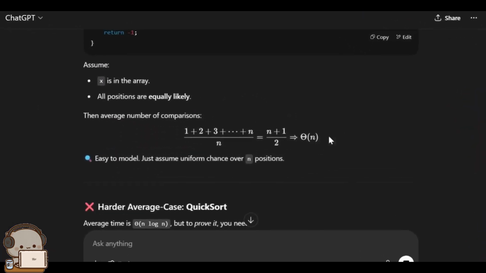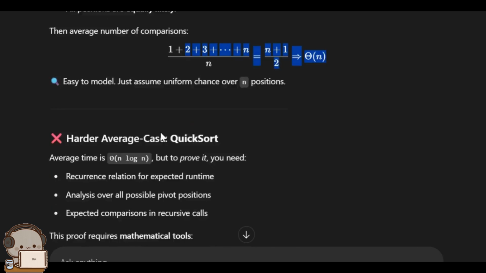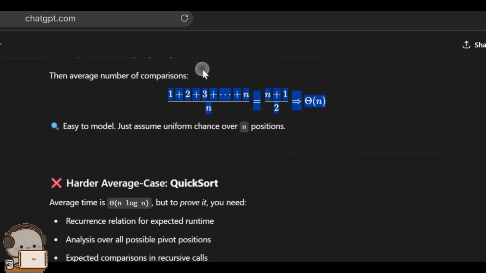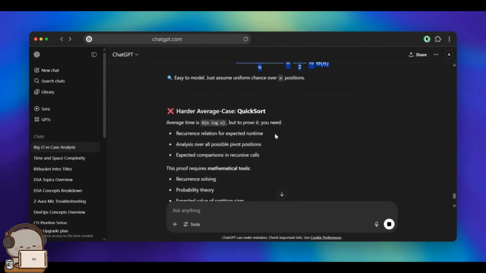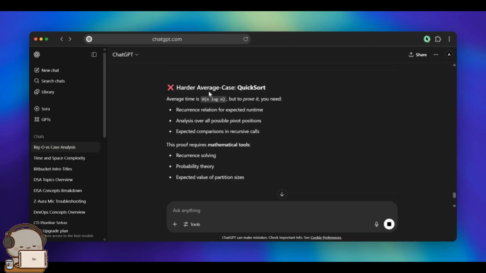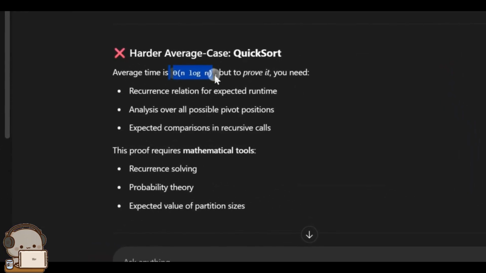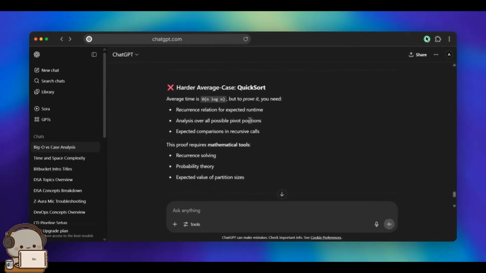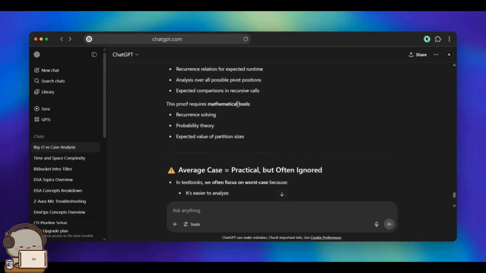Okay, we've got again the induction method of finding equations. Harder is proving the average case of quicksort. We need recurrence relations and also possible positions and pivot comparisons.